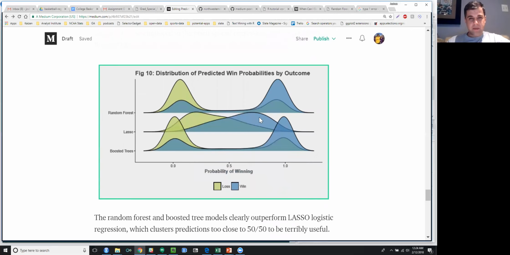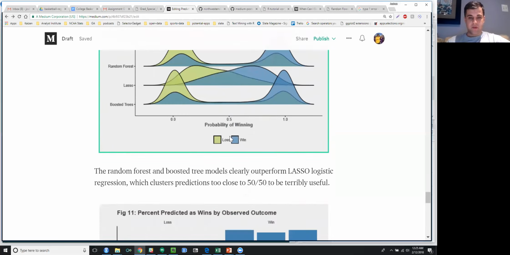You can see some separation, but ideally you would want a blue lump all the way over here with no green nearby, and a green lump all the way over here with no blue nearby, because green stands for loss and blue stands for win. So we want our winning outcomes to center around 1 and our losing outcomes to center around 0. That mostly happens with the two tree-based methods, but that doesn't happen at all with lasso regression.